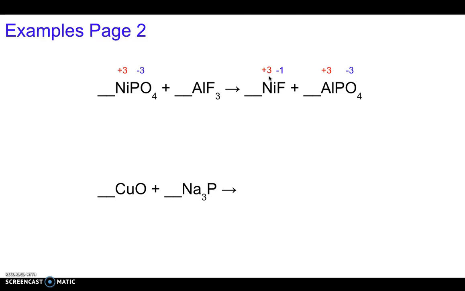Elements can change their charge in a reaction. We call that a redox reaction. We're not going to be doing any redox reactions in this class. So for all of our reactions, each element is going to maintain its charge. So nickel was +3 in the beginning, so it's going to be +3 in the end. Okay.